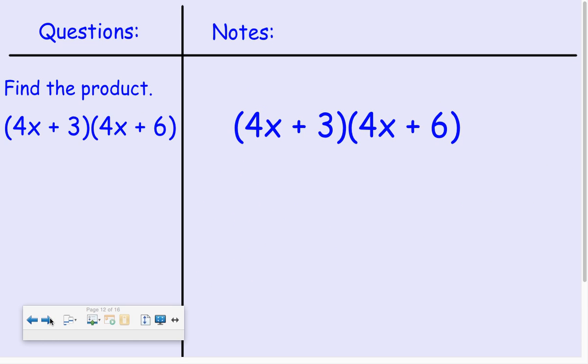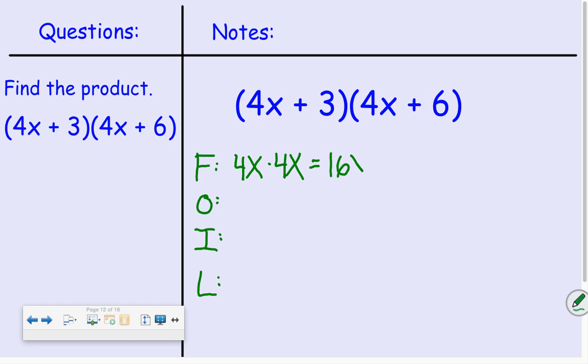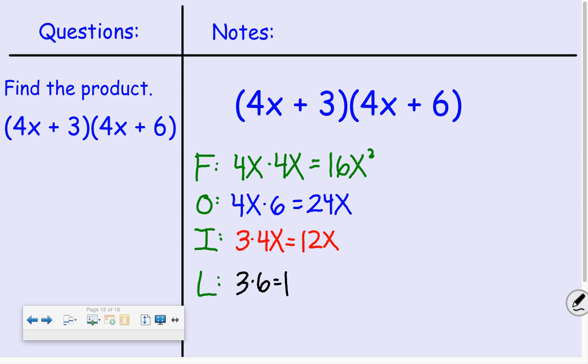All right, find the product. 4x plus 3 times 4x plus 6. FOIL. So my first is 4x times 4x, which is 16x squared. My outer is 4x times 6, which is 24x. My inner is 3 times 4x, which equals 12x. And my last is 3 times 6, which is 18.